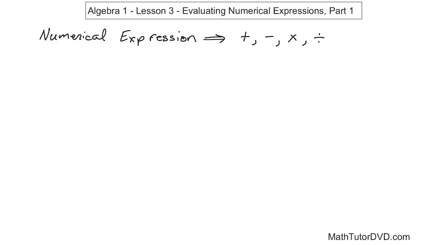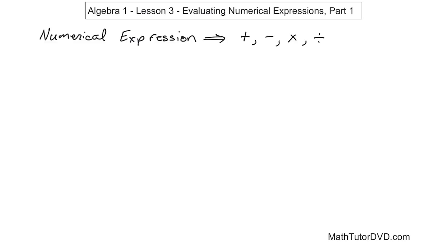So first, let's talk about what is a numerical expression. This word expression, you're going to see it in algebra all the time. Basically, an expression is math operations. So a numerical expression is math operations that have numbers, okay? Because later on we're going to have math operations involving letters, variables. So this means, for instance, you have math operations with things like addition, subtraction, multiplication, and division, right? So those are the main math operations.